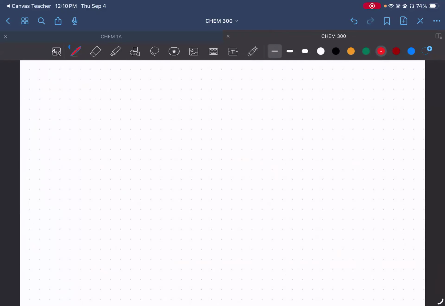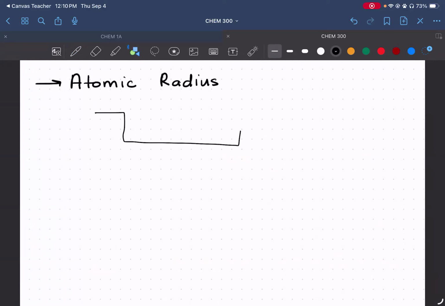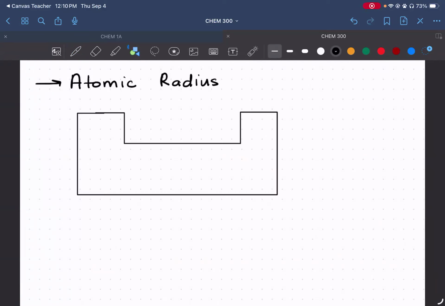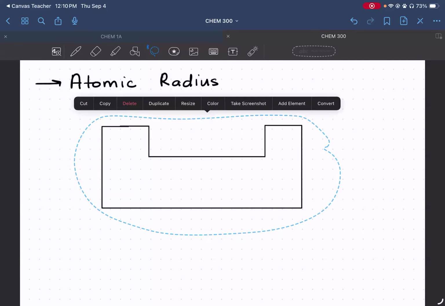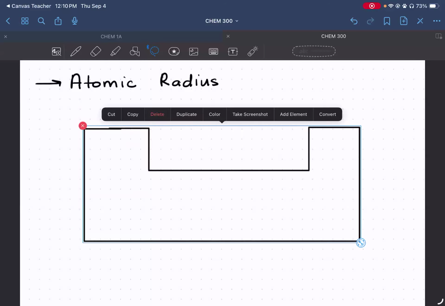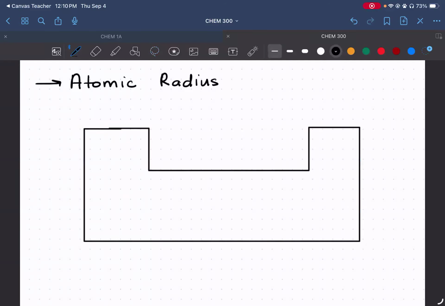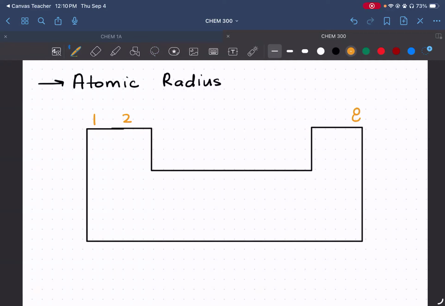First one I'll be starting with is atomic radius. So just drawing a generic periodic table, not exactly to scale, but enough that we understand the size and the scope. Group numbers to start 1, 2, well, the sizing is all messed up, but I'll just put 8 over here. Period 1 all the way to period 7. Like I said, not drawn to scale, but just enough so we understand the trend.